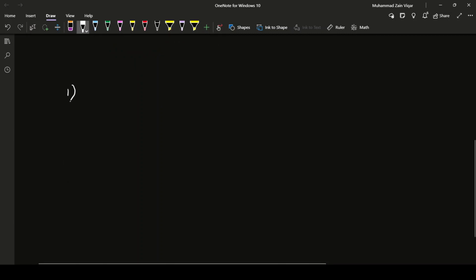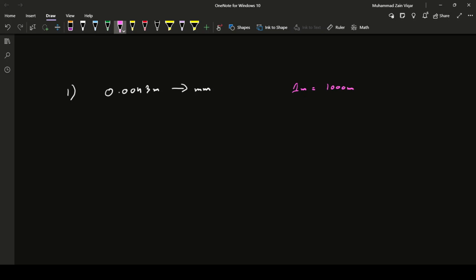So one example of the conversion we could do is, if the question says convert 0.043 meters to millimeters. So we just need to do this conversion. Now there are different ways we could do this conversion. One is if we know what the conversion is. If we obviously know that 1 meter equals 1000 millimeters, so we could just divide the number by 1000 and get our answer in millimeters.